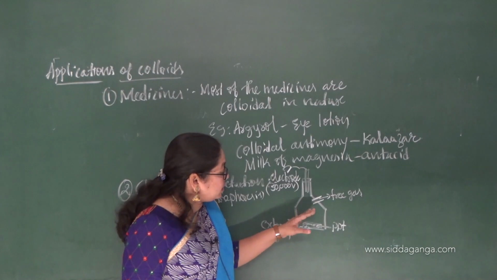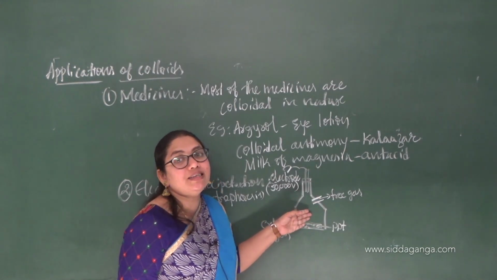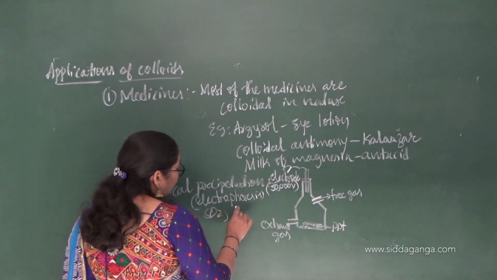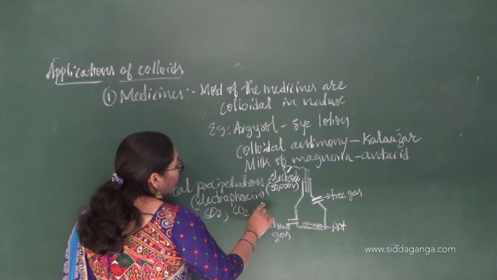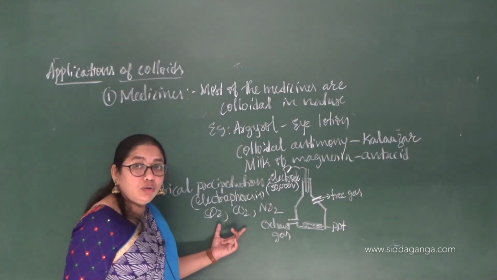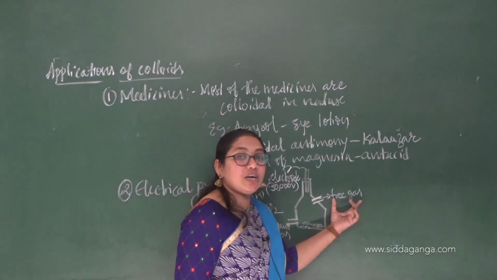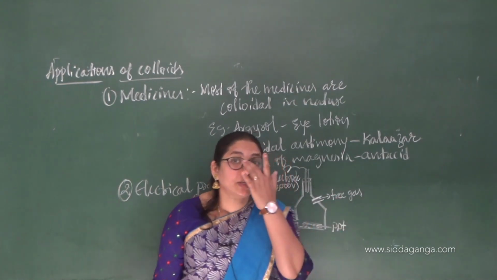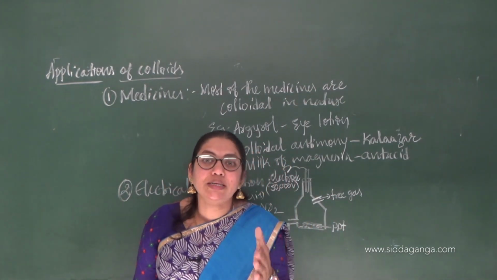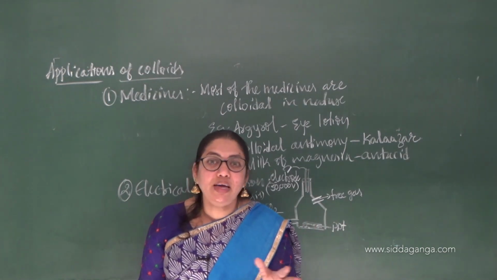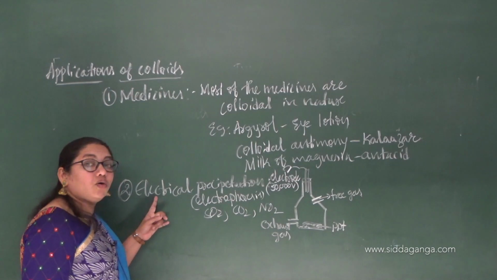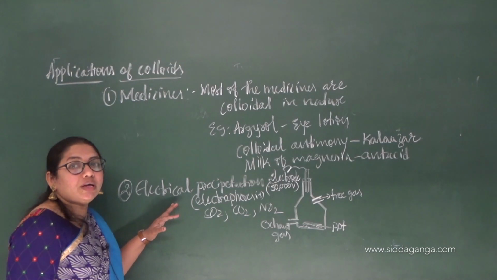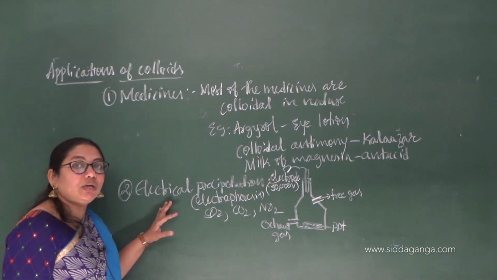So the gas which comes out is free from the poisonous gases, like sulfur dioxide, carbon dioxide, or nitrogen dioxide. Now the gas coming out of this precipitator is free from poisonous gases. This is how you can minimize the impurities let into the environment. So you can see that colloids are very useful here; this is one of the applications of colloids.